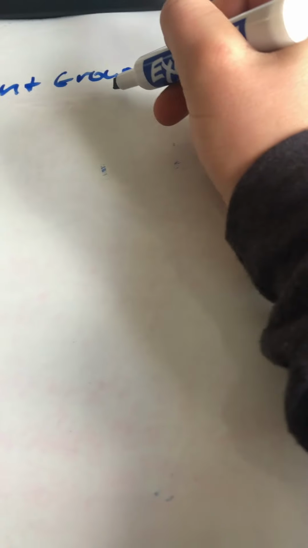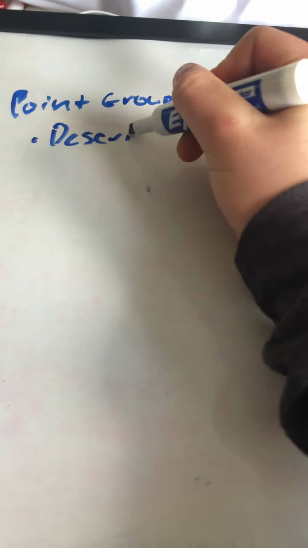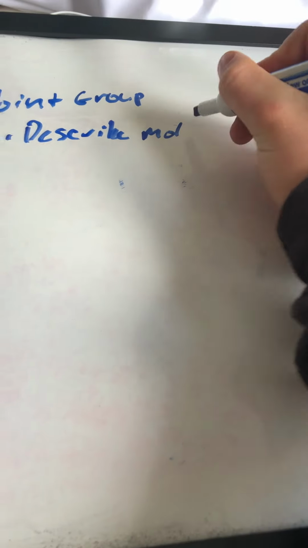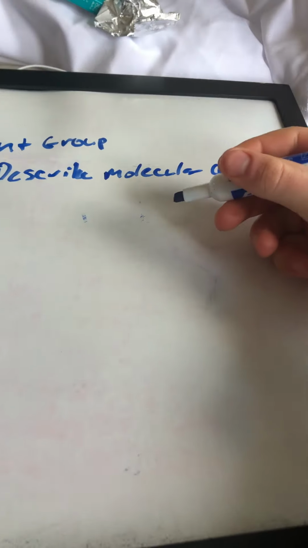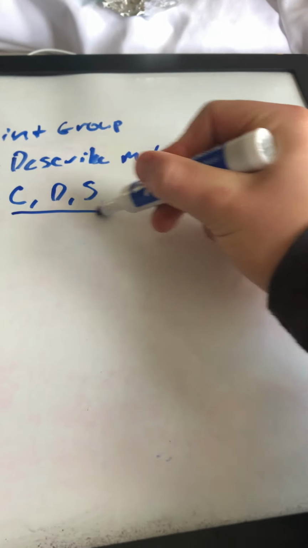So first off, what is a point group? In essence, a point group is just a set of symmetry operations we give to a specific molecule. They describe the molecular geometry. We've already seen some different types of symmetry operations, including C, D, S, and basically this was just a warm-up for telling us what point groups are.